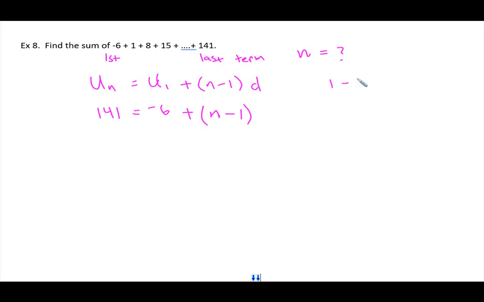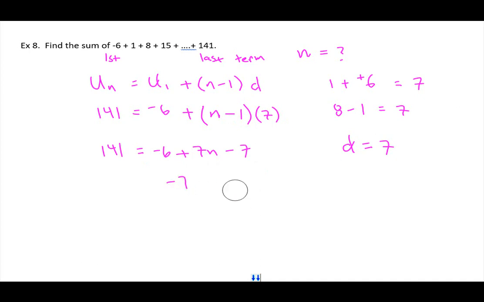So 1 minus -6, negative negative is positive, I'm going to end up with 7. 8 minus 1, I end up with 7. So I notice I get the same value. I know d is going to equal 7. So if I distribute this in, I get 141 is equal to -6 plus 7n minus 7, so 7n minus 13 is equal to 141.